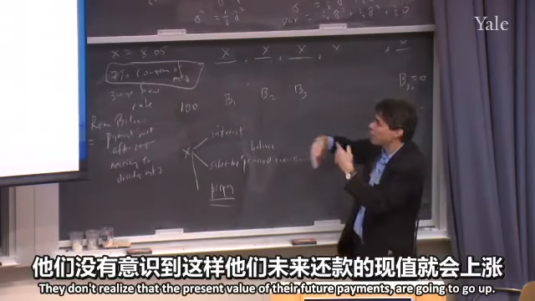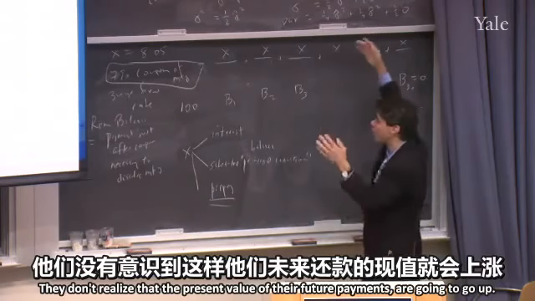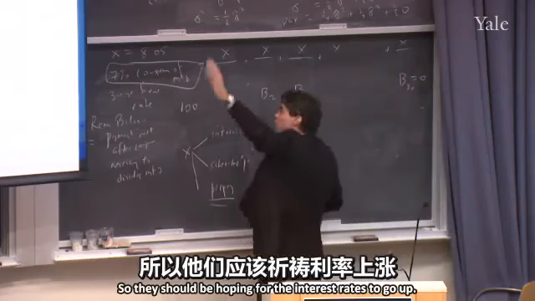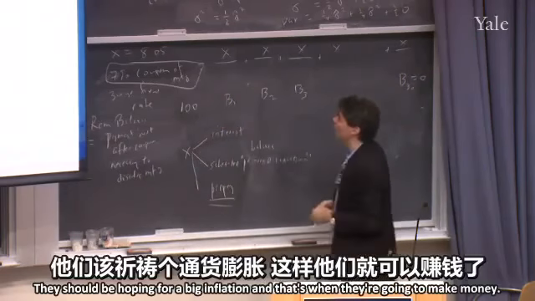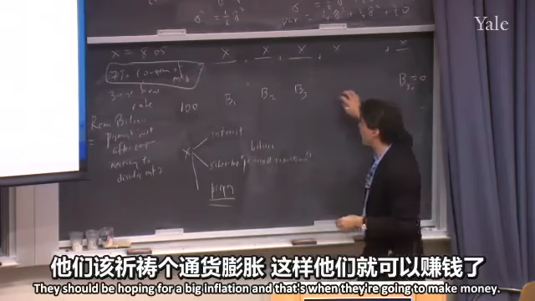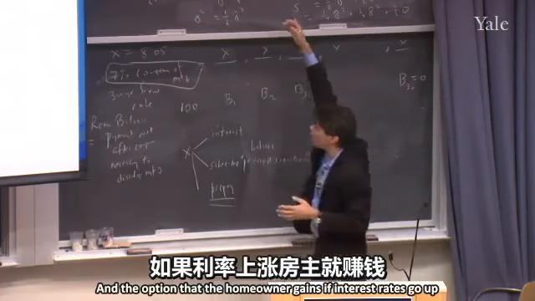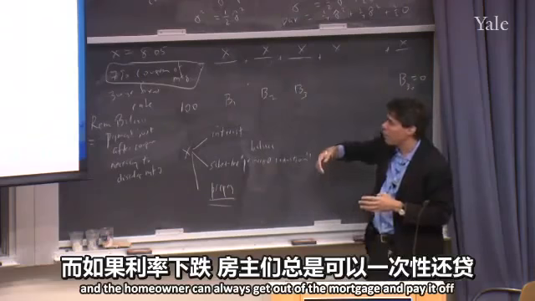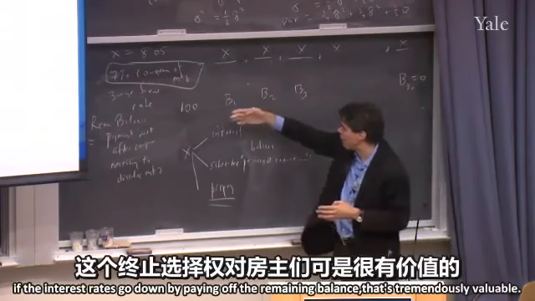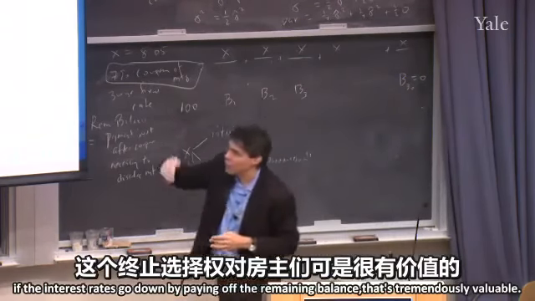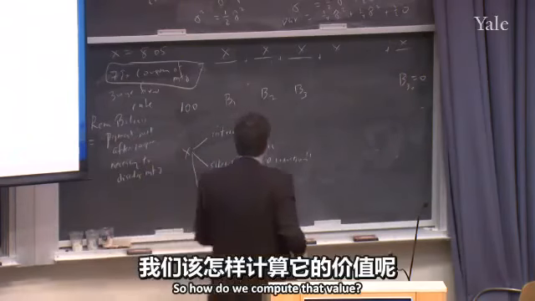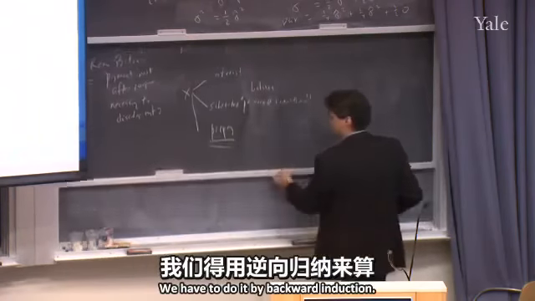They don't realize that the present value of their future payments is going to go up. So they should be hoping for interest rates to go up, hoping for a big inflation. That's when they're going to make money. So that, and the option that the homeowner gains if interest rates go down, that he can always get out of the mortgage and pay off the remaining balance, is tremendously valuable. So how do we compute that value?